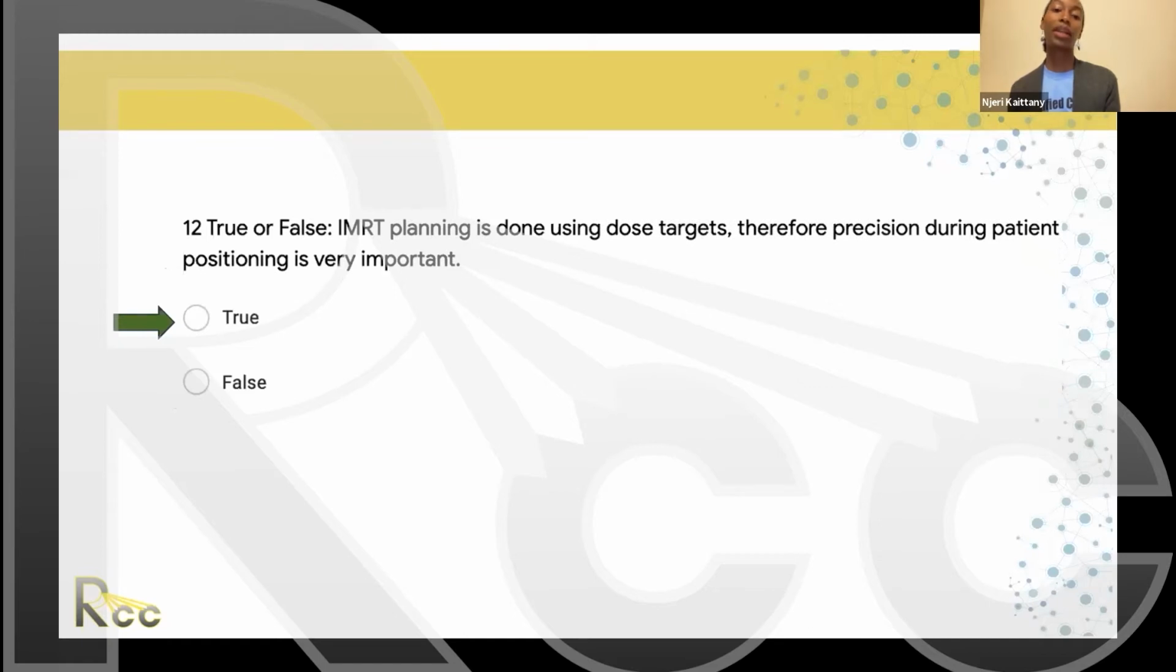With IMRT planning, as you know, it's inverse planning. So precision is very important. So your patient positioning is going to be very important when you're delivering IMRT, because if it's not, then you could potentially be missing the tumor.